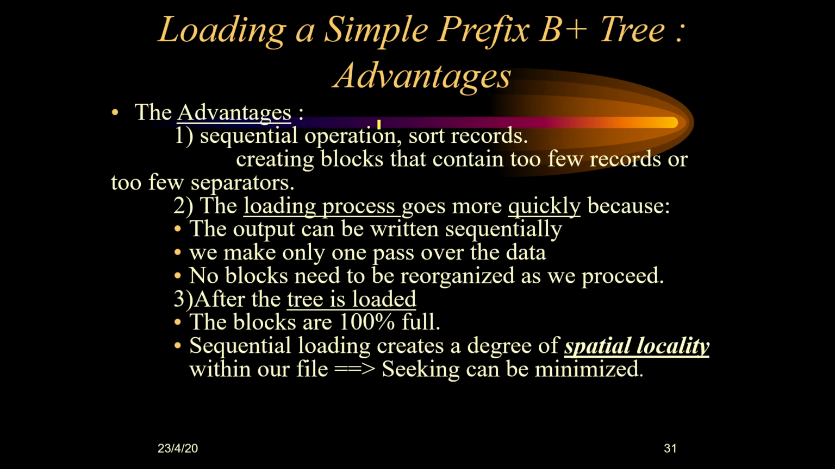So we have to see the advantages of my simple prefix B plus tree. Sequential search always ends up sorting the records efficiently. The second one is, since the loading process is very quick, it is done very quickly because all the inputs are processed sequentially. So that is another advantage. And when the tree is fully loaded, in the sense most of the blocks are fully allocated, we can tell spatial locality helps to improve the seeking of my simple prefix B plus tree. So these are the main advantages of my simple prefix B plus tree.